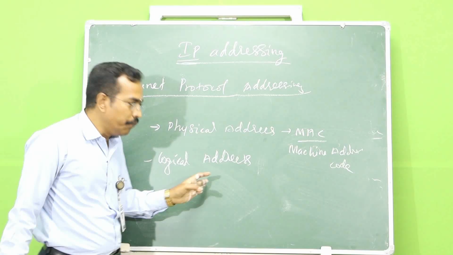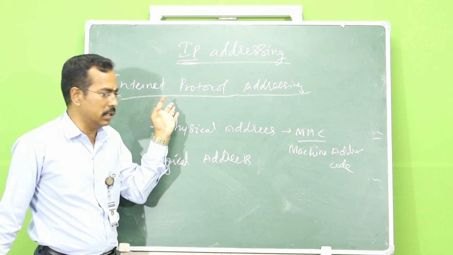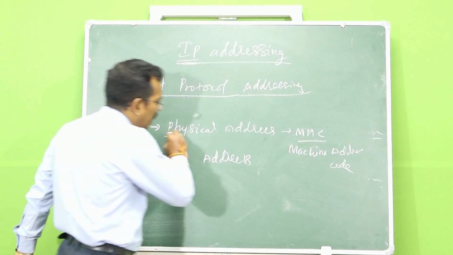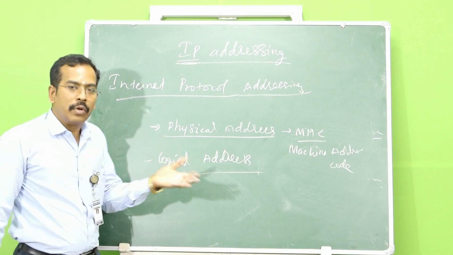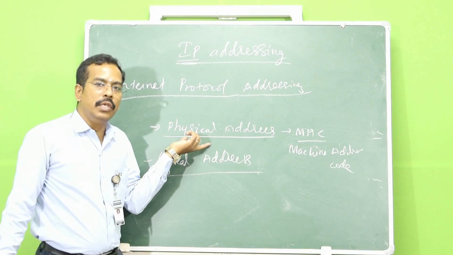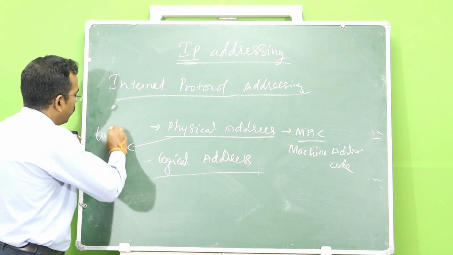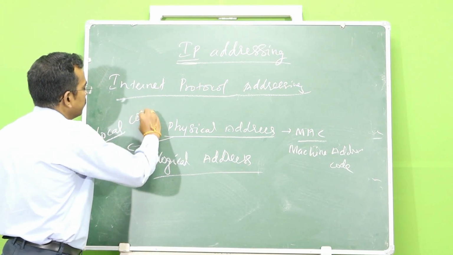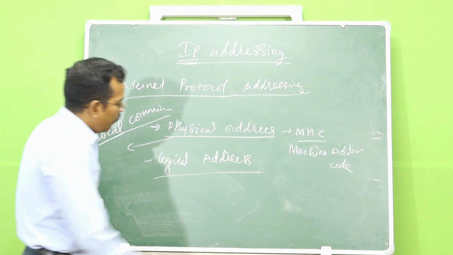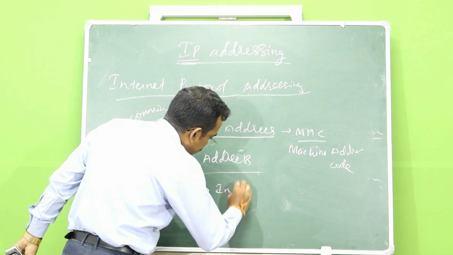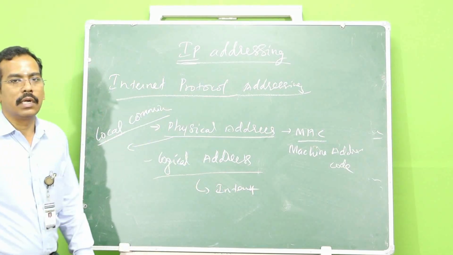Logical address is nothing but the address that we are going to assign. That is called Internet Protocol, IP addressing. Where will the physical address be used and where will the logical address be used? Normally, the physical address will be used in local communication. If you are going for local communication, I will be using the physical address. When we are going out to the internet, we will be going with a logical address.